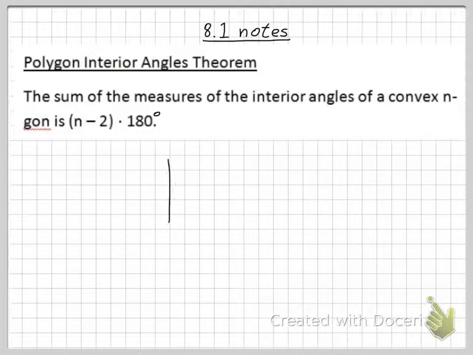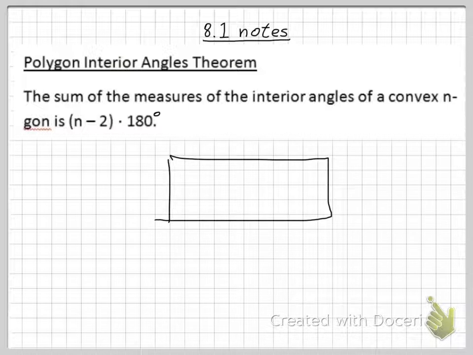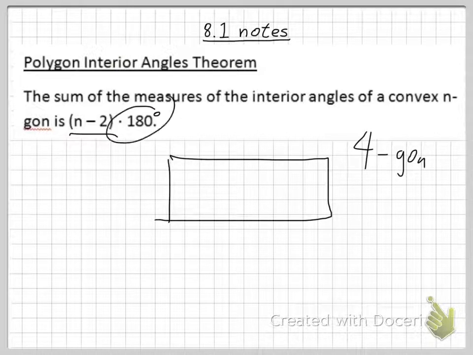Moving right along, say if it's a square or a rectangle, this is a four-gon. Again, of course, we don't call it a four-gon, but it does have four sides or four angles, correct? So the formula is 4 minus 2, which is 2. 2 times 180 degrees is 360 degrees. And that's what this is, right? Because these are four right angles. 90 times 4 is 360.